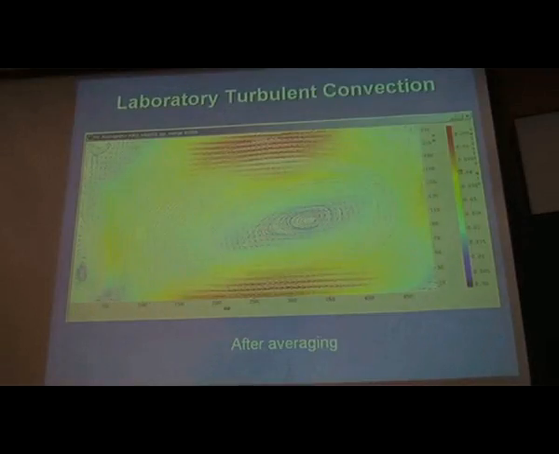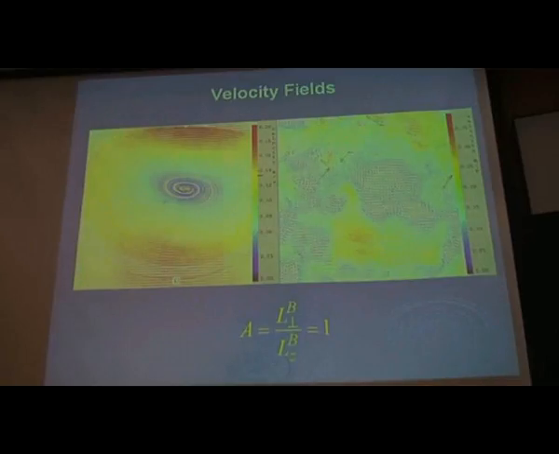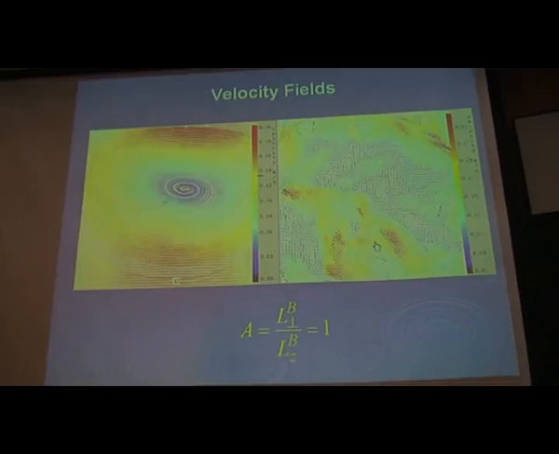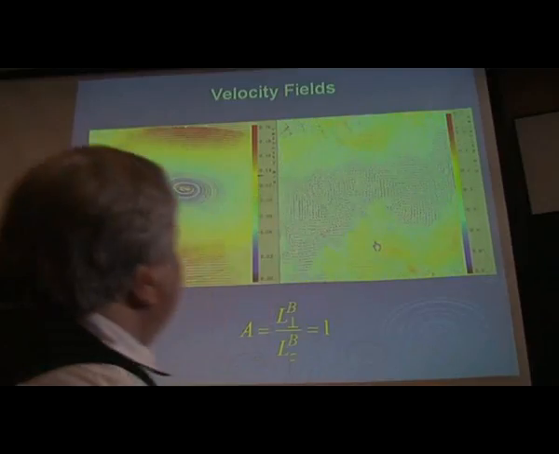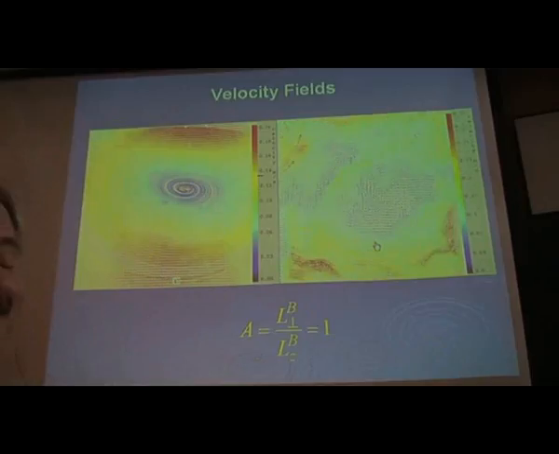And we normally observe in our laboratory turbulent convection this picture. And this is our averaging. This is a very interesting example. This is instantaneous pictures. The right side is instantaneous, and the left side is the result of averaging. Amazing. And what's more interesting, the level of velocity is practically the same in these two pictures.